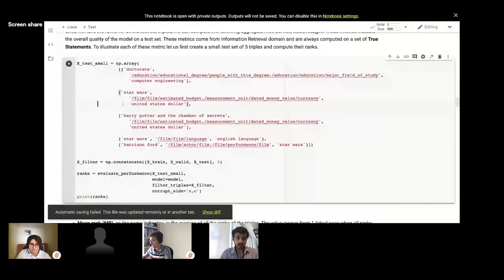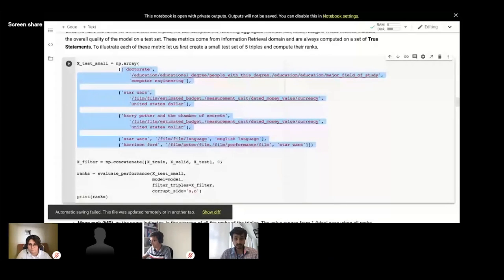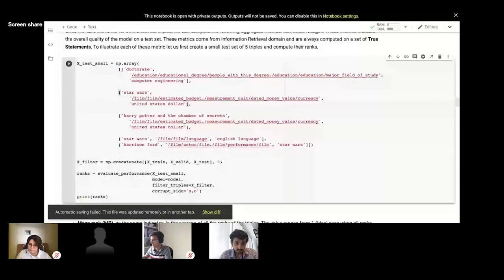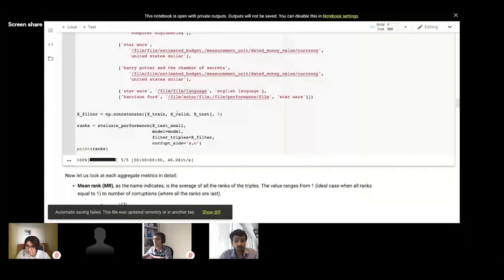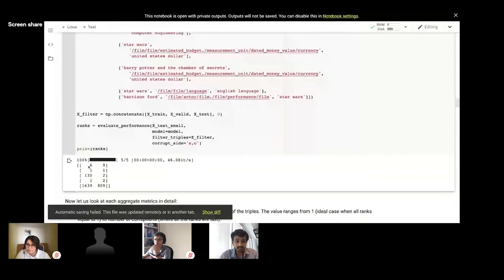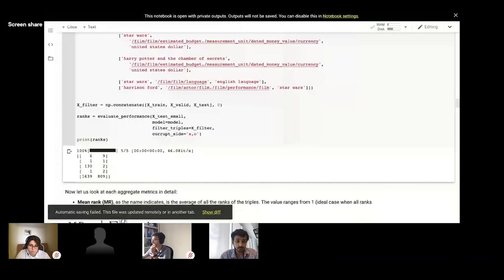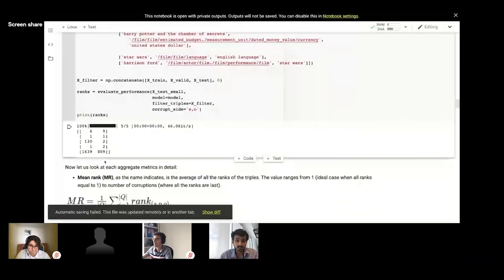So if you see here, you have a set of five statements that I chose. These are true statements, like Star Wars currency was United States dollars, similarly Star Wars language English, Harrison Ford performed in Star Wars, and so on. When I run this and evaluate on these five triples, I get five ranks. So now you see there are five rows, these are the five ranks that I get. And I have two ranks because I get one for subject and one for object. This is something that was mentioned earlier. You're corrupting the subject side with all negatives, and you're corrupting the object side with all negatives, and then you get ranks for each side.